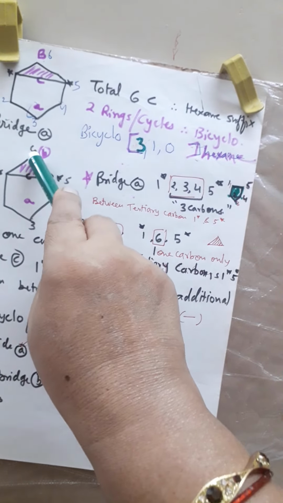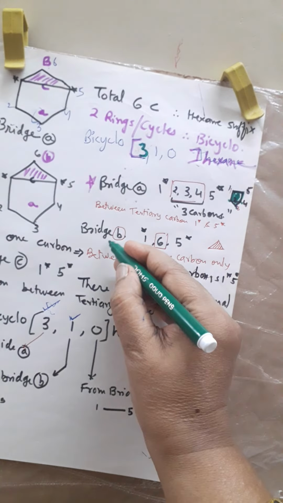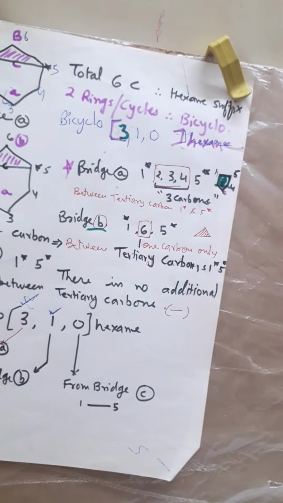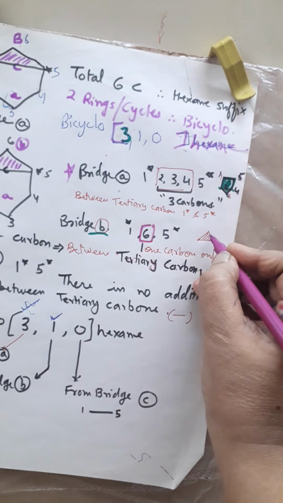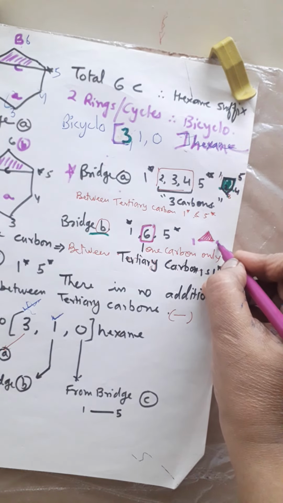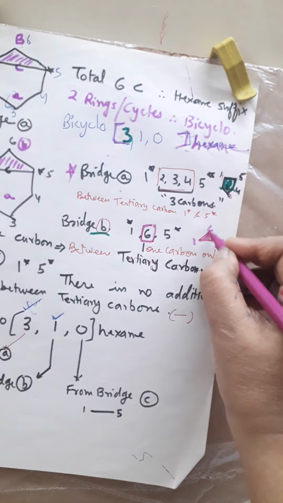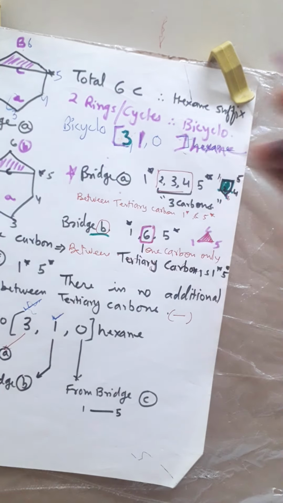Clear? Now we will go for the second, the triangle. How many carbons are there? Only one. I have written here, see here in bridge B. I am making a circle, and it is a triangle. So this is the first carbon, this is the fifth carbon. So only one carbon is there. So I have written 1 over here. It is coming from the second bridge, that is from the triangle.